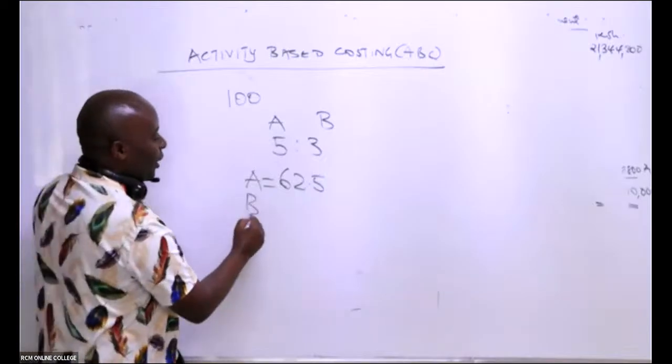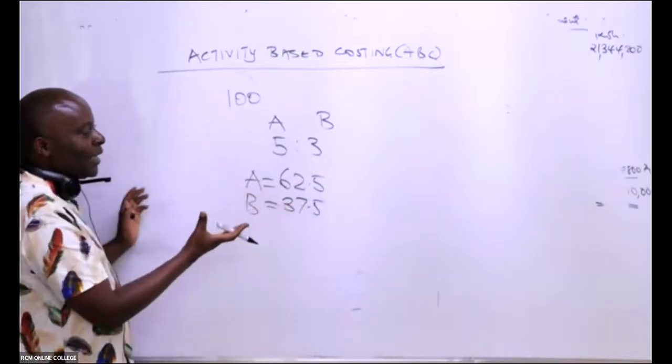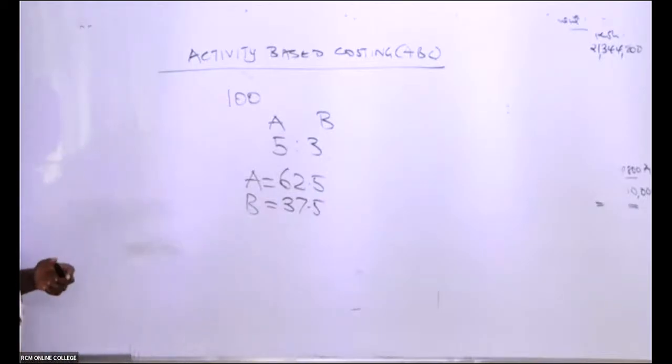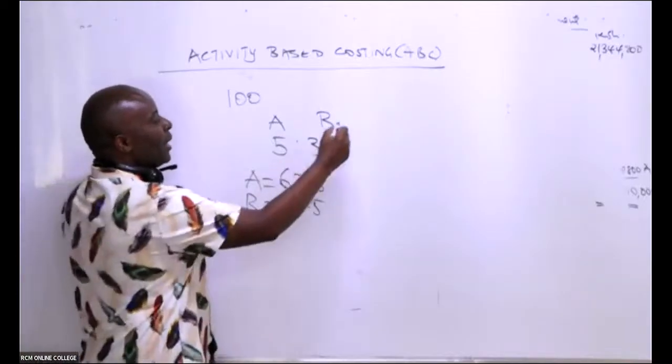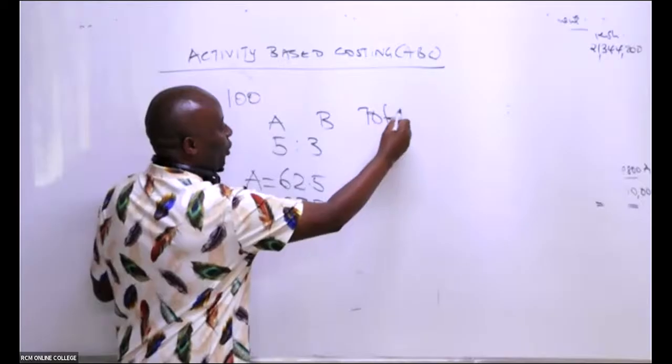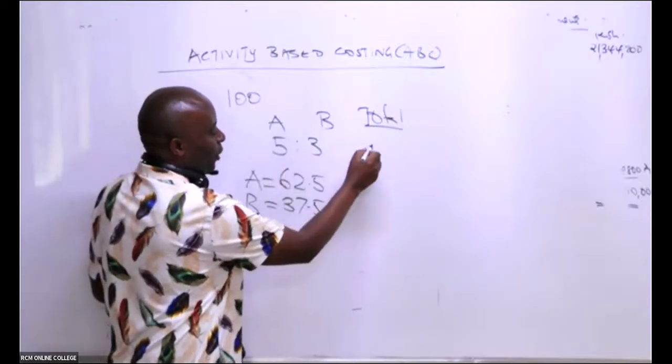And then B will get what here, somebody? What did you do to get these correct answers? There are many methods you could use to get these correct answers. I suppose somebody may have gotten the total ratio, which in this case gives us 5 plus 3. That gives us what here?